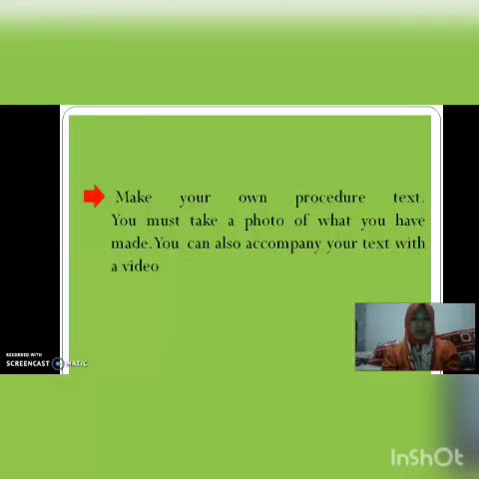Okay, and then please make your own procedure text. Yeah, you must take a photo of what you have made, and then you can also accompany your text with a video. So you can use many photos or maybe a video. Yeah, it can be a spoken or written procedure text. Okay.